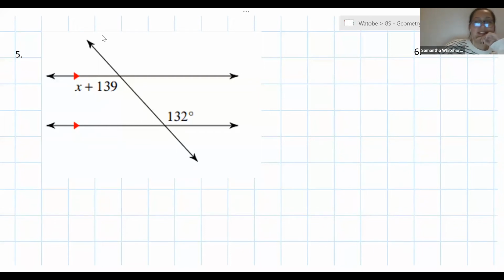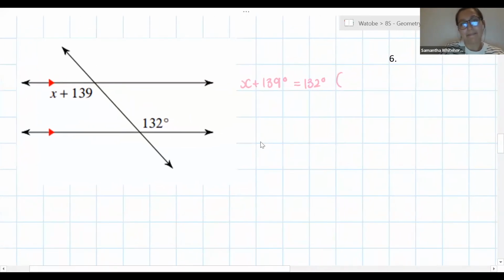Right, are we ready for some answers? I see lots of hands. Let's see, who haven't we talked to? Kwanele, we are all yours. Good morning. So I'm going to say x plus 139 is equal to 132 degrees. Awesome. And what's your reason? Because of the corresponding angles.